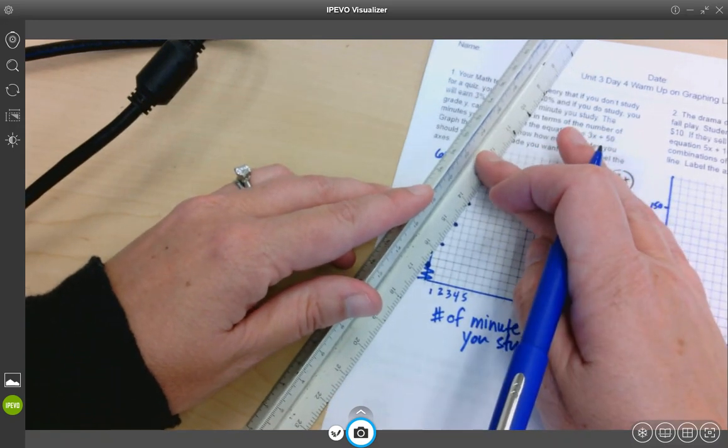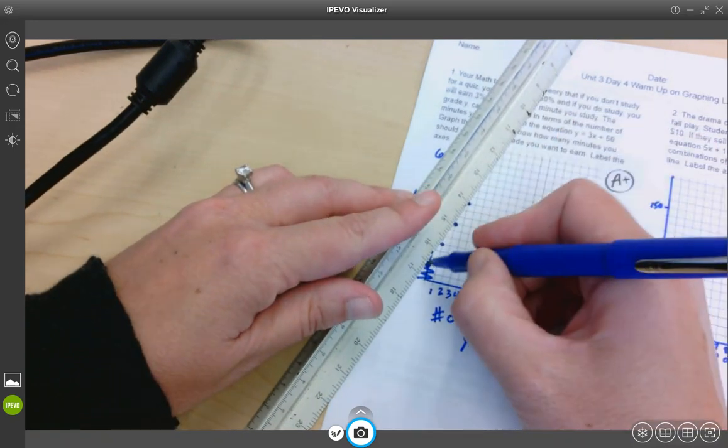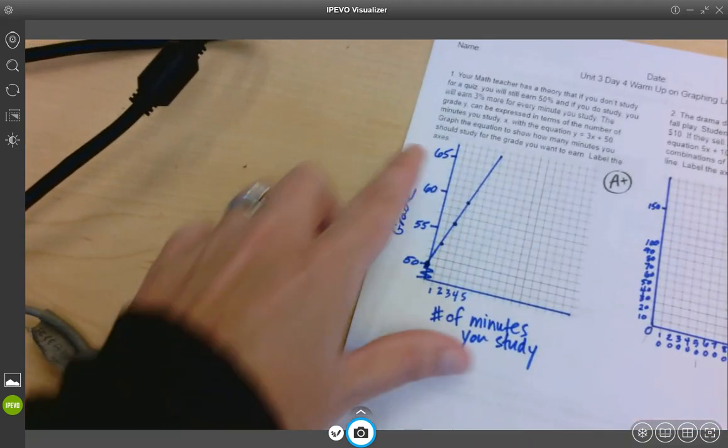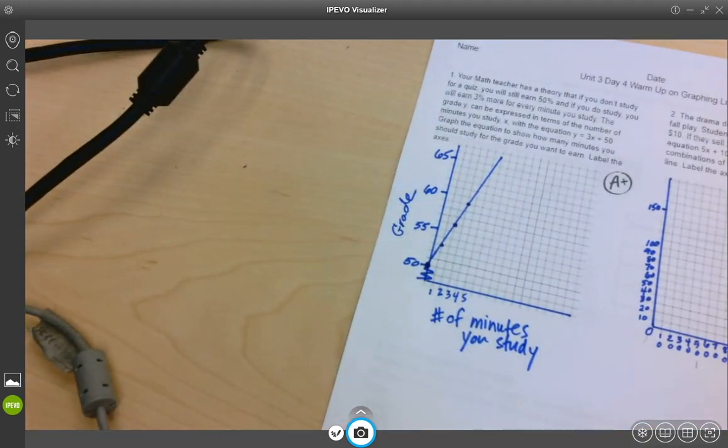So unfortunately, my graph, the way I drew it, doesn't go as high as the grade I want. I want a grade that's bigger than 65. How many minutes should I study if I want an A? You guys want to give me a guess and we'll try it out? Try 10. Try 10, okay.